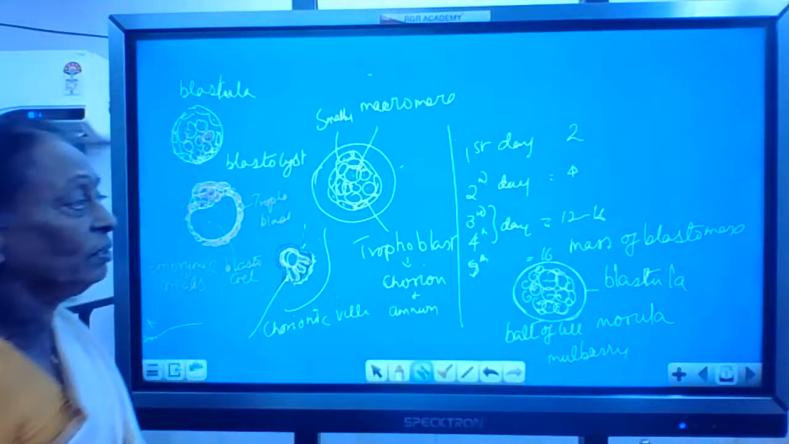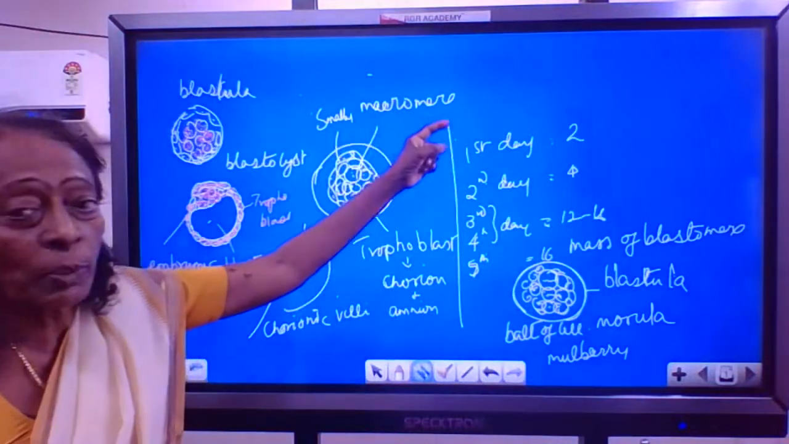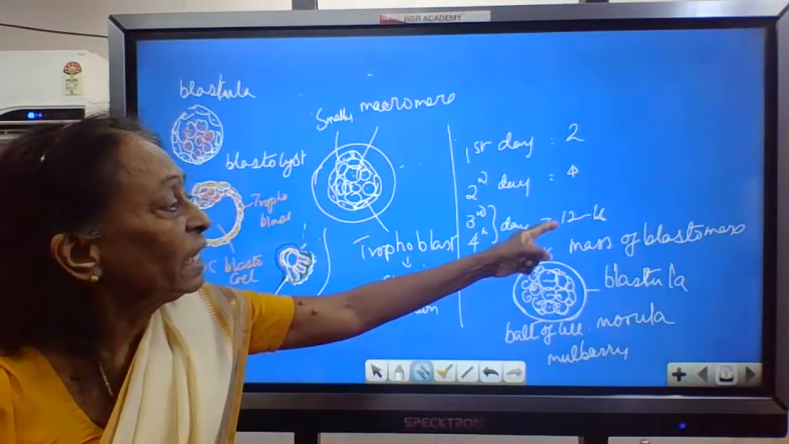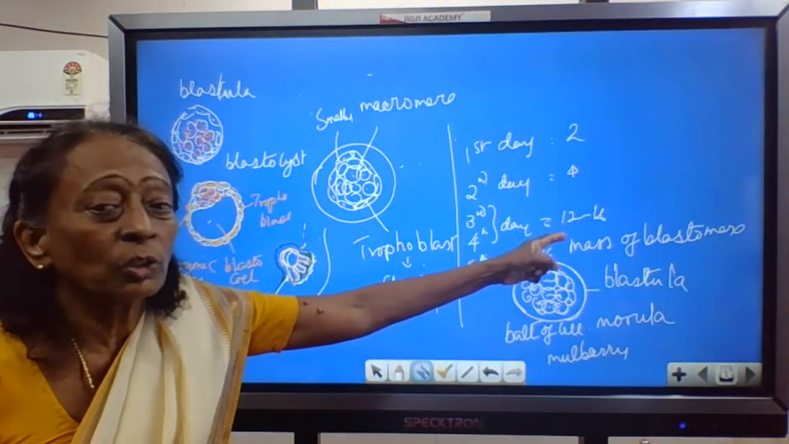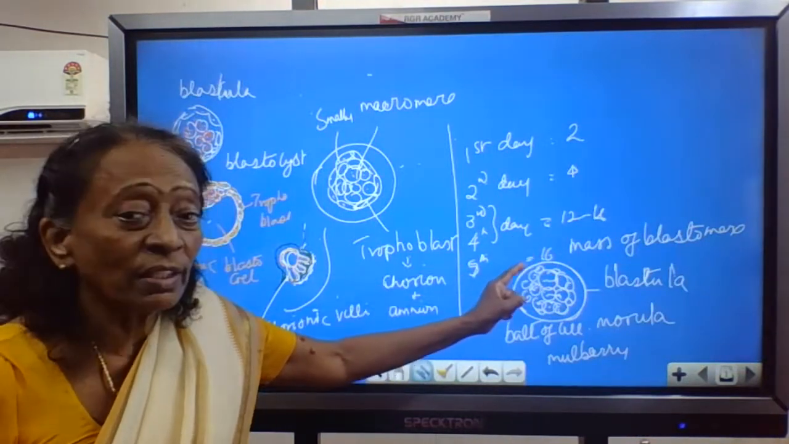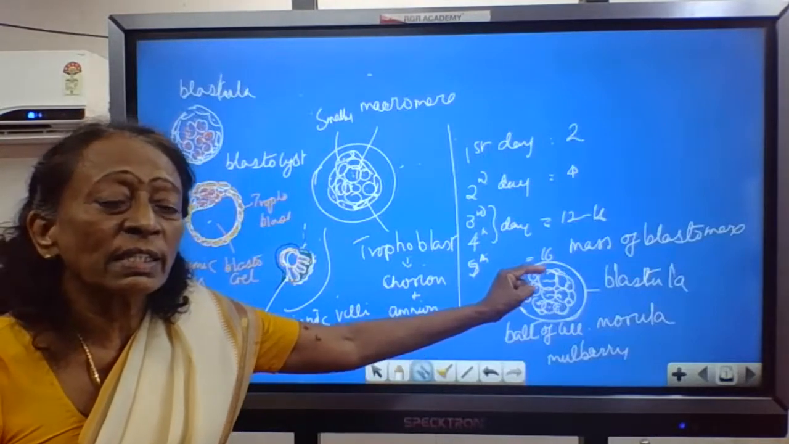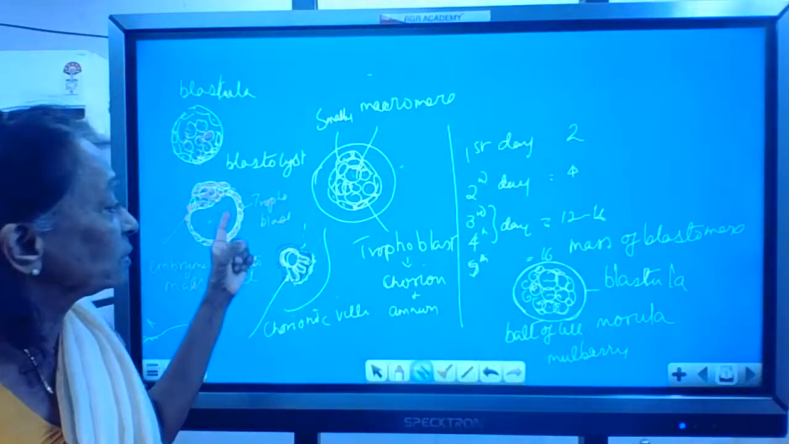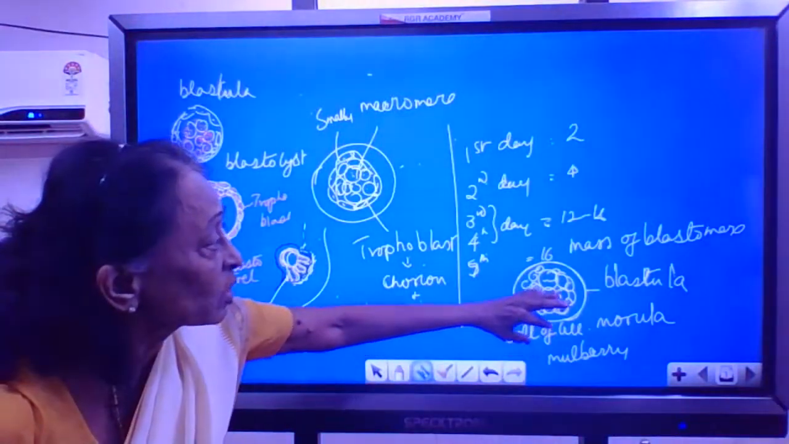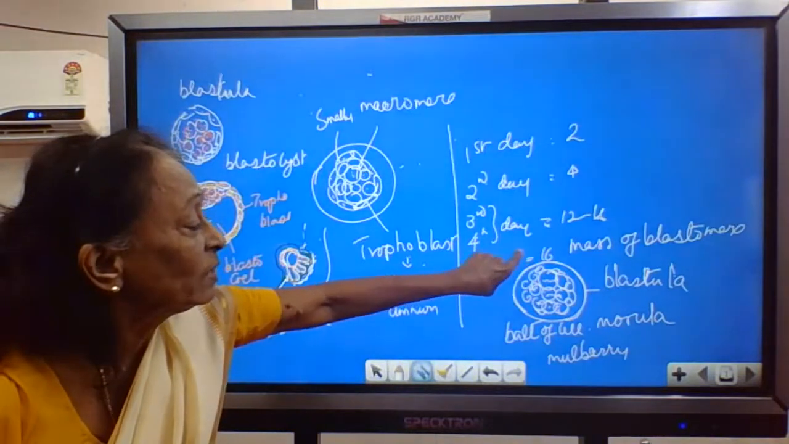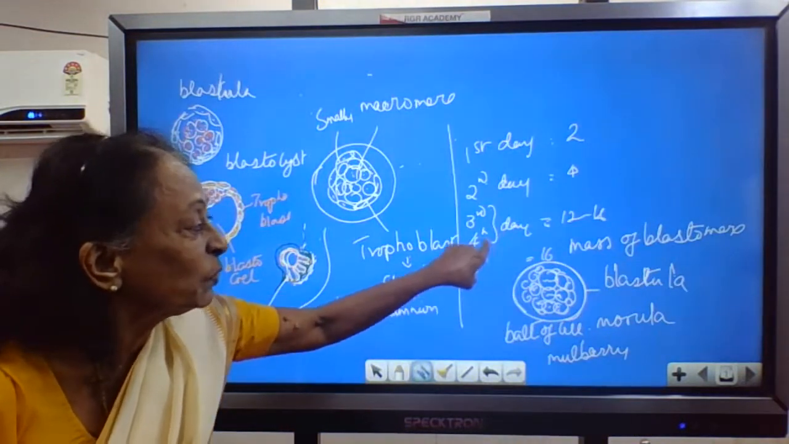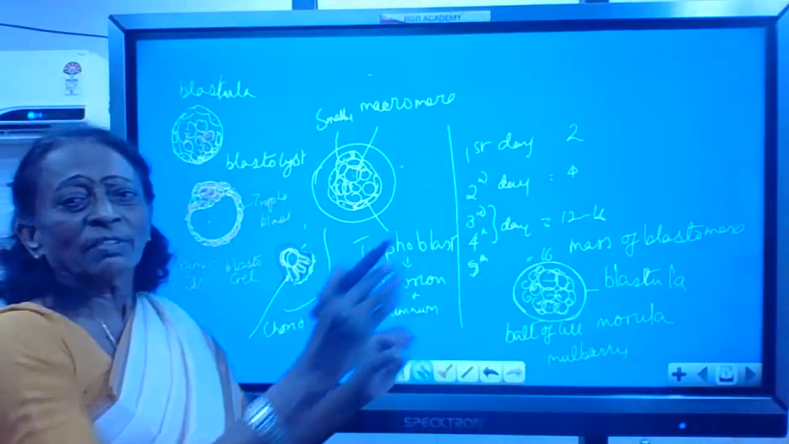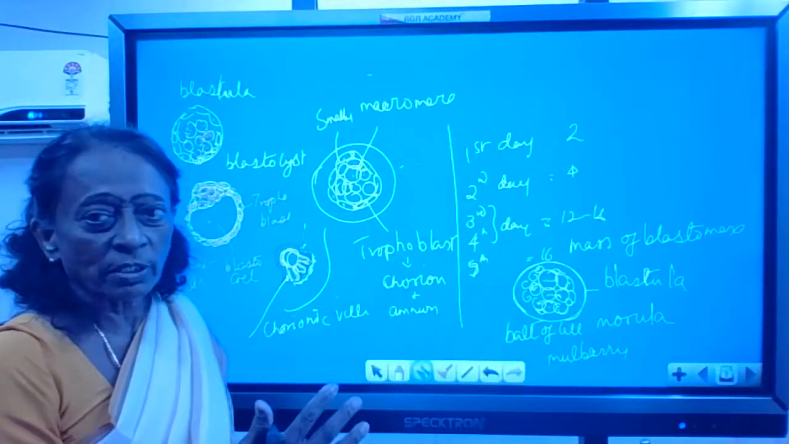To repeat before I clean the board: first day 2 cells, second day 4 cells, third to fourth day 8, then 12 to 16 cells, and the 16 to 32 cell stage by the 6th to 7th day. On the 7th day it becomes a blastocyst. When it becomes a mass of cells, it is called the blastula. You cannot simply delimit the days, saying the 4th day should be like this and the 5th day like that. No, it's a continuous process.